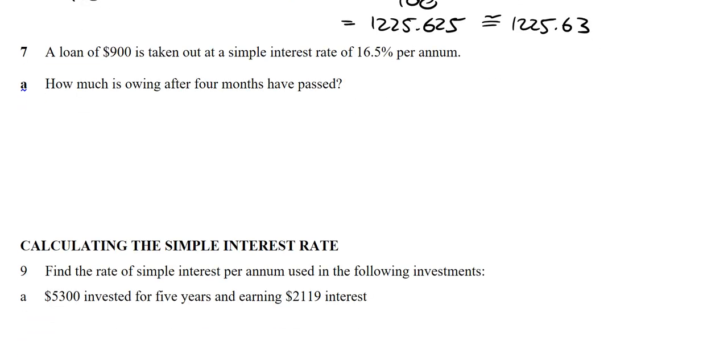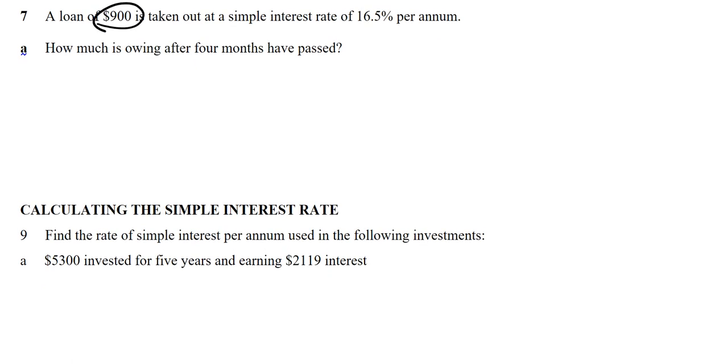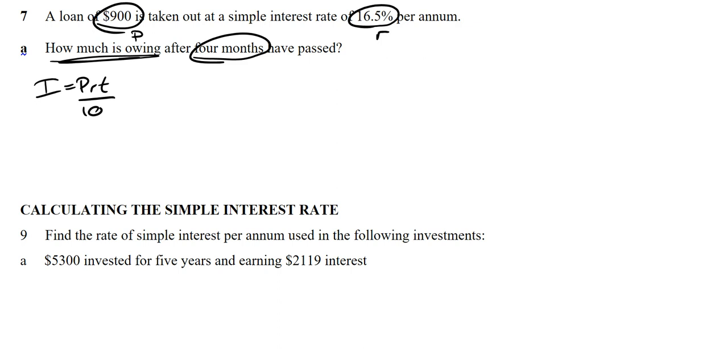Okay, so 7A, very similar question to 6. So here's our principal of 900, so that's P, simple interest rate of 16.5% per annum, and it's 4 months, and we're looking for the amount owing. So we're going to need to do the interest first and then calculate the amount owing. So first I'm going to do I is equal to PRT over 100, which in this case will be $900 times 16.5 times 4 months, which is 4 over 12 over 100.